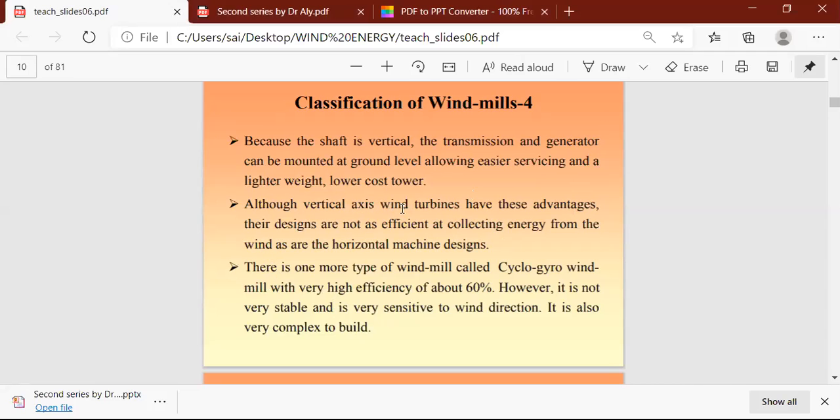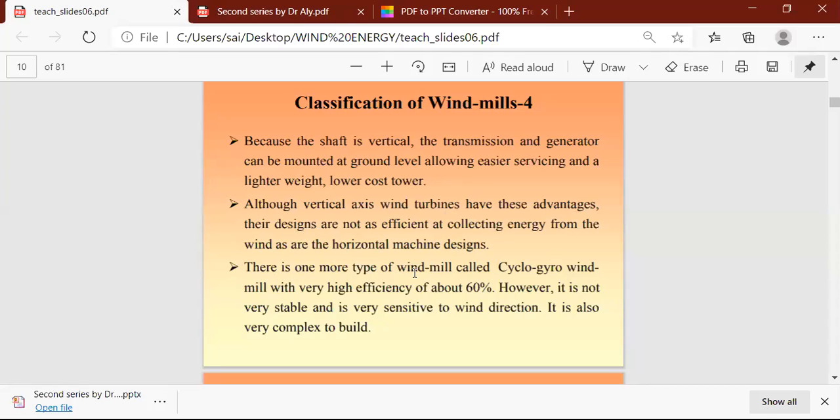Although vertical axis wind turbines have this advantage, their designs are not as efficient at collecting energy from the wind as the horizontal machine designs. Okay, the efficiency of the vertical axis is very low as compared to the horizontal axis.